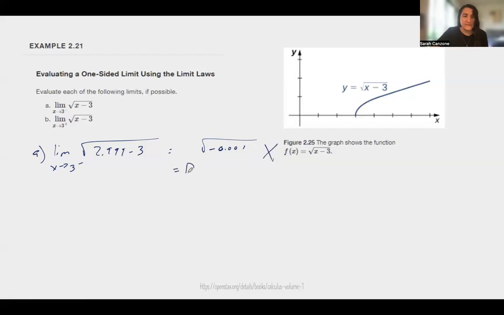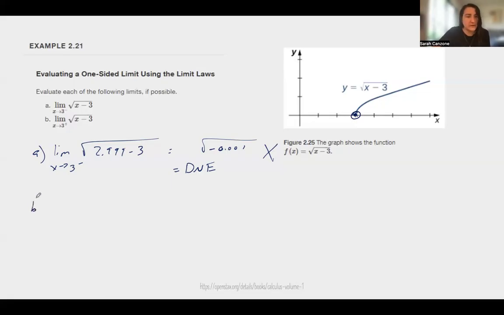Therefore, this limit does not exist, which you can confirm using the graph. Coming from the left, there is no left. This is the starting point right here. It hits at 0. There is nothing further down. It's just starting there. So we've confirmed that this is correct.